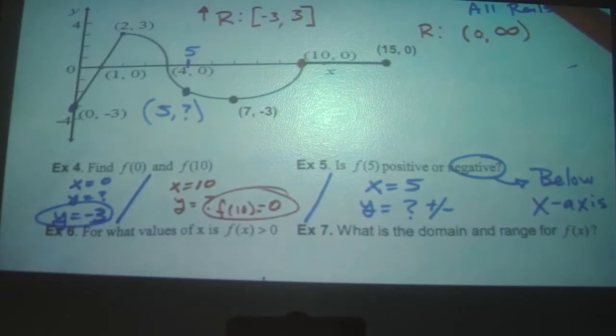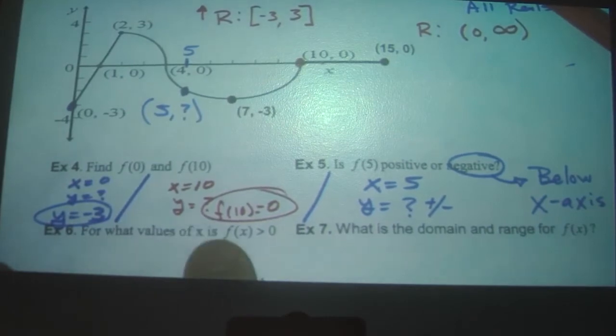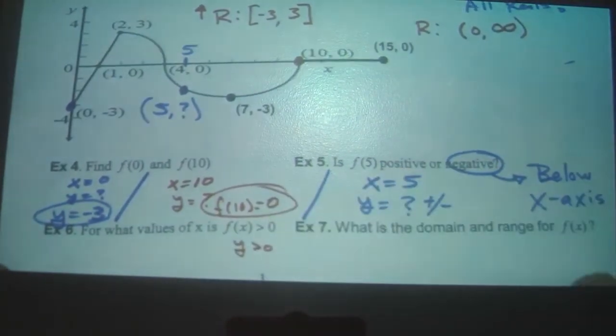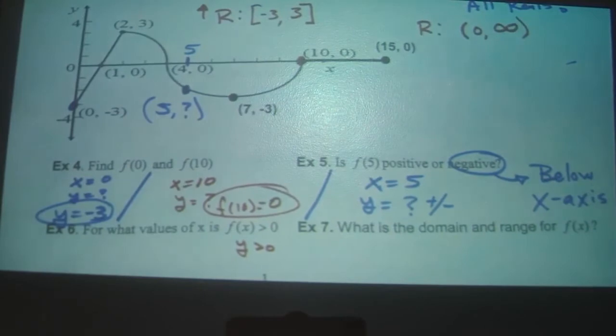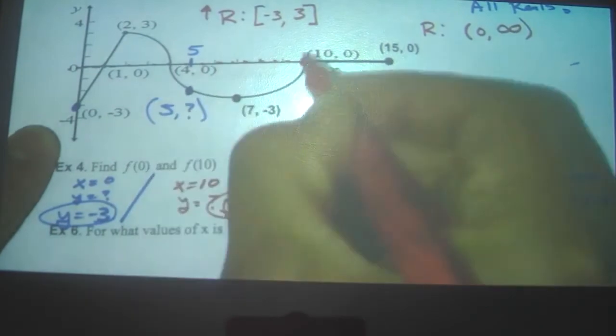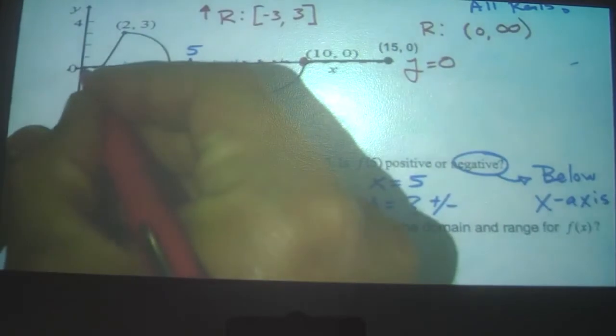All right, let's take a look at the next one. It says, for what values of x is f of x greater than 0? So for what values of x is f of x, which we know is y, greater than 0? Well, the first thing we got to know is what is the line y equals 0? The line y equals 0 is the x-axis. So if I draw a little dotted line across, that is the line y equals 0. This guy right here.